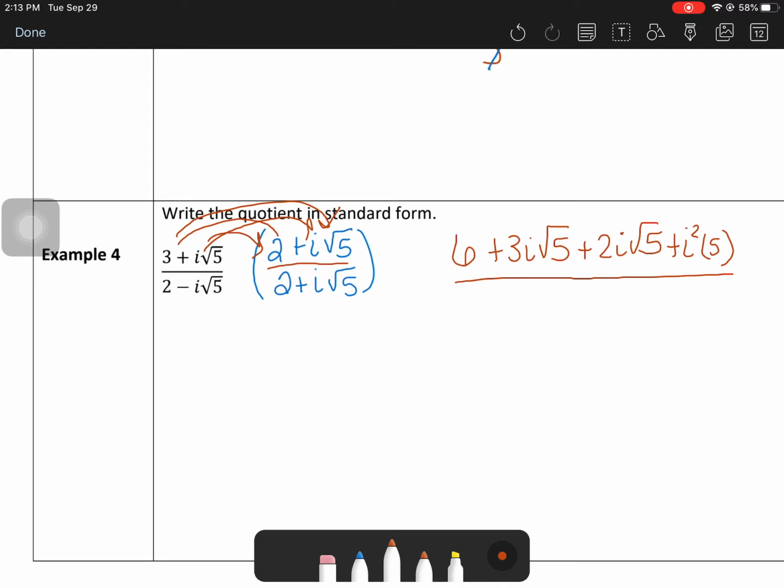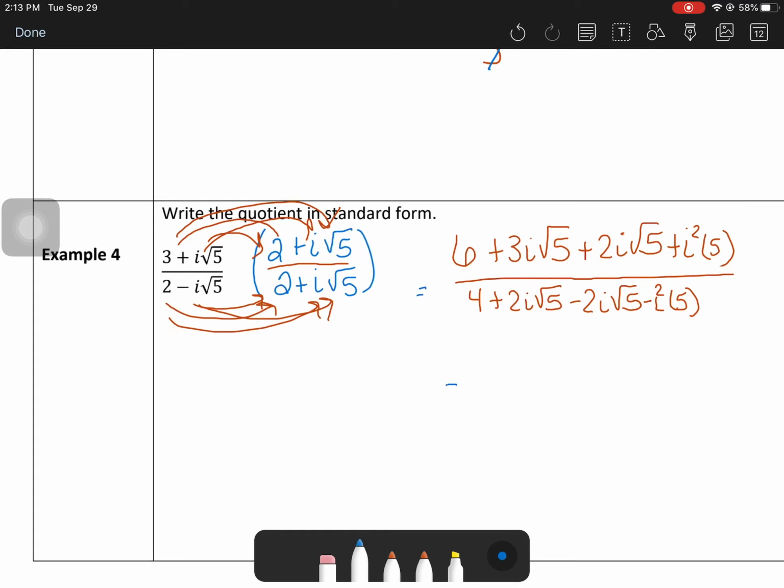On the bottom, we have 2 times 2, which is 4. 2 times i square root of 5 is 2i square root of 5. Negative i square root of 5 times 2 is negative 2i square root of 5. And negative i square root of 5 times a positive i square root of 5 is negative i squared, and then the square root of 5 times the square root of 5 is 5. Whew, so let's simplify. i squared is negative 1 times 5 is negative 5, plus 6 would be 1.